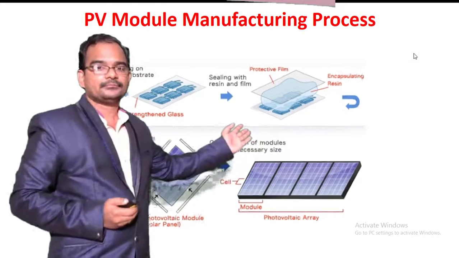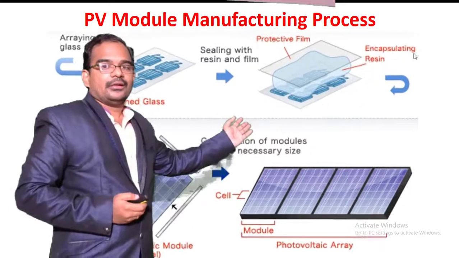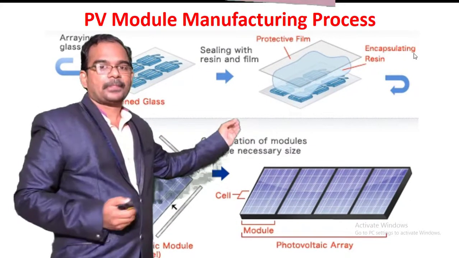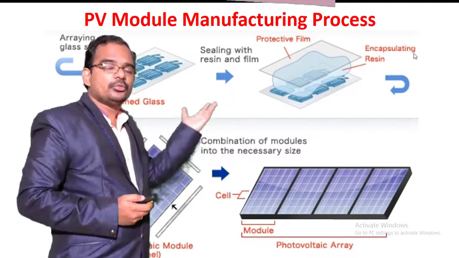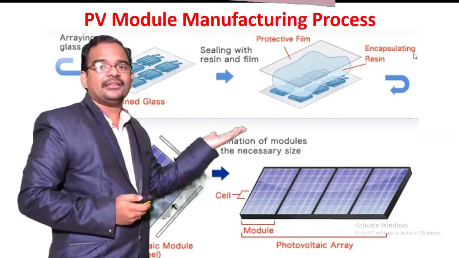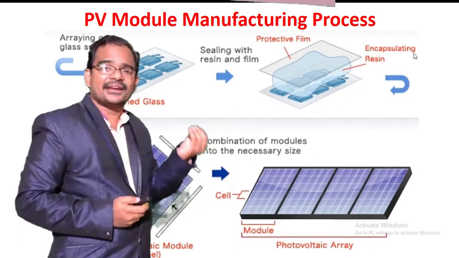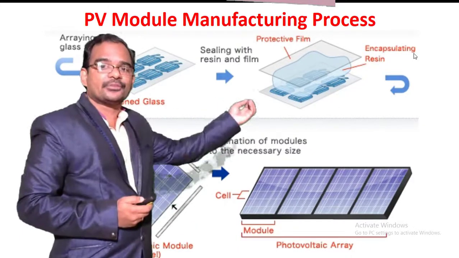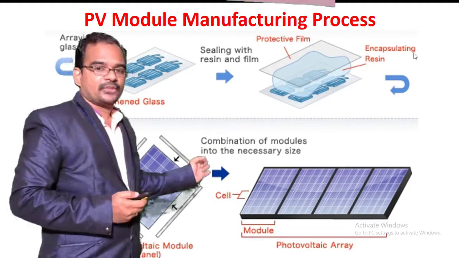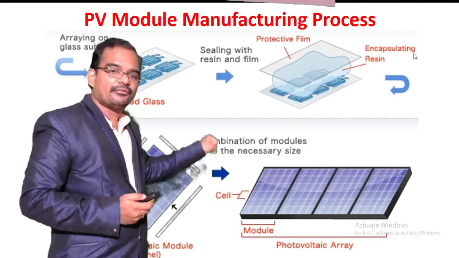And then arraying on a glass substrate. You need to put these solar cells on a glass substrate, and then you will seal it with resins and films. It is a protective film or encapsulant film. And then you will fix the aluminum frames so that the complete module is fabricated.